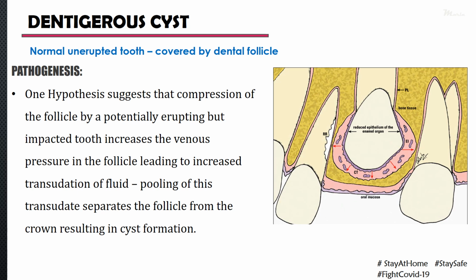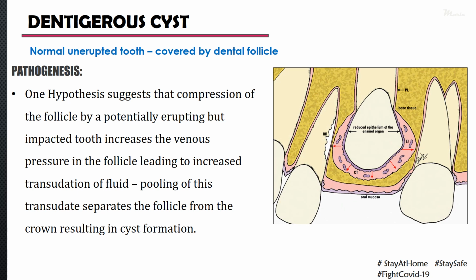Normally, when the tooth has not erupted, it will be covered by what we know as the dental follicle. The dental follicle is composed of this reduced enamel epithelium, which is further enclosed by a thick connective tissue follicle. This is what we refer to as the dental follicle. We have already discussed that there is accumulation of fluid between this dental follicle and the tooth. So how does this fluid accumulate here?